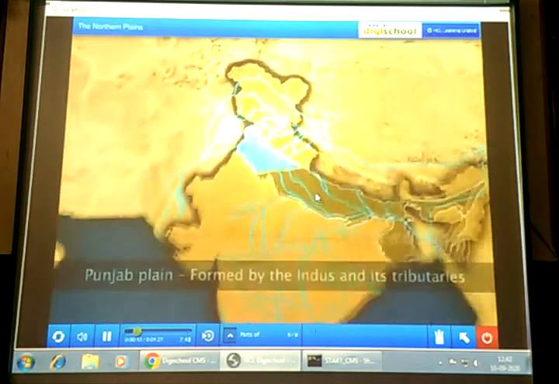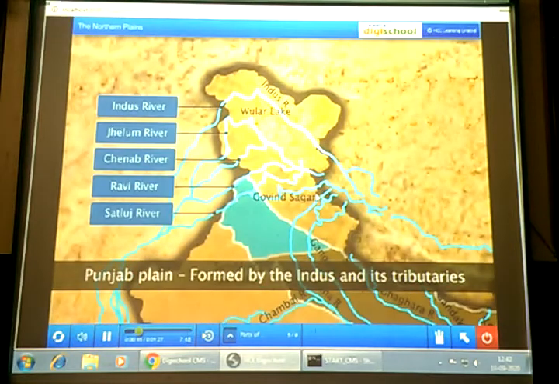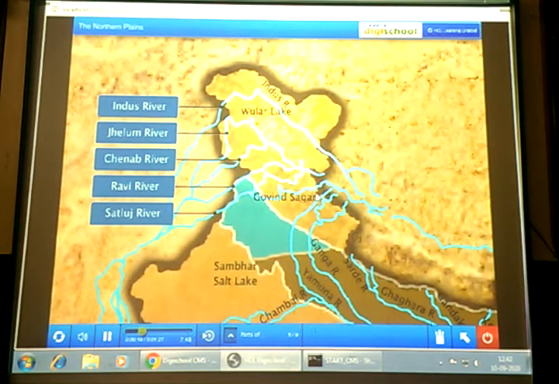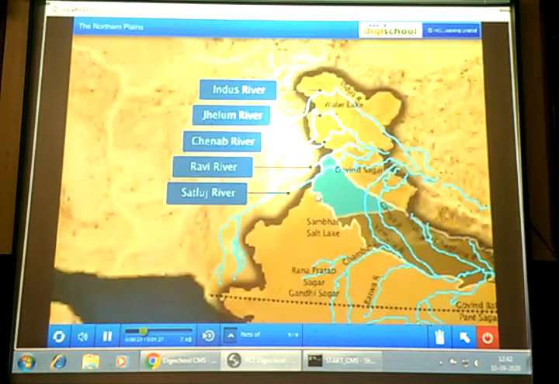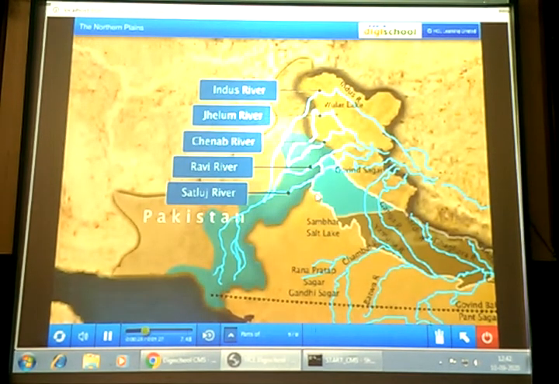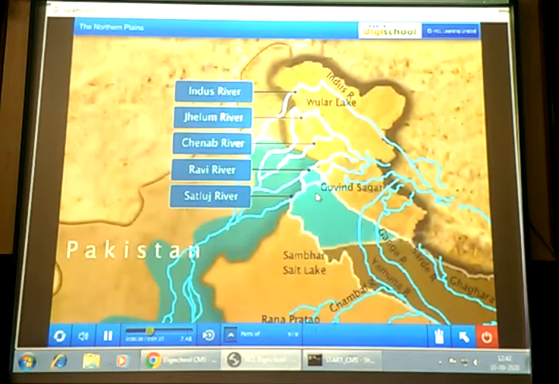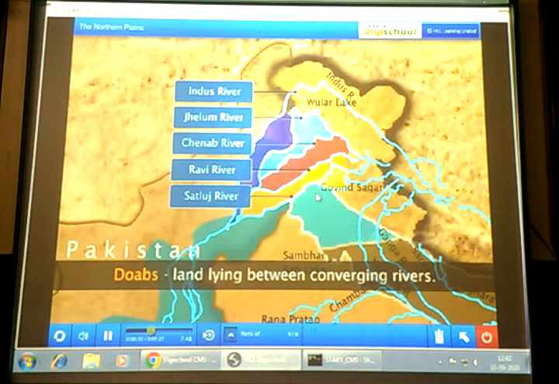The Punjab Plain is formed by the Indus and its tributaries. A major portion of this plain lies in Pakistan. This plain is mostly covered by doabs, which means land lying in between two converging rivers.